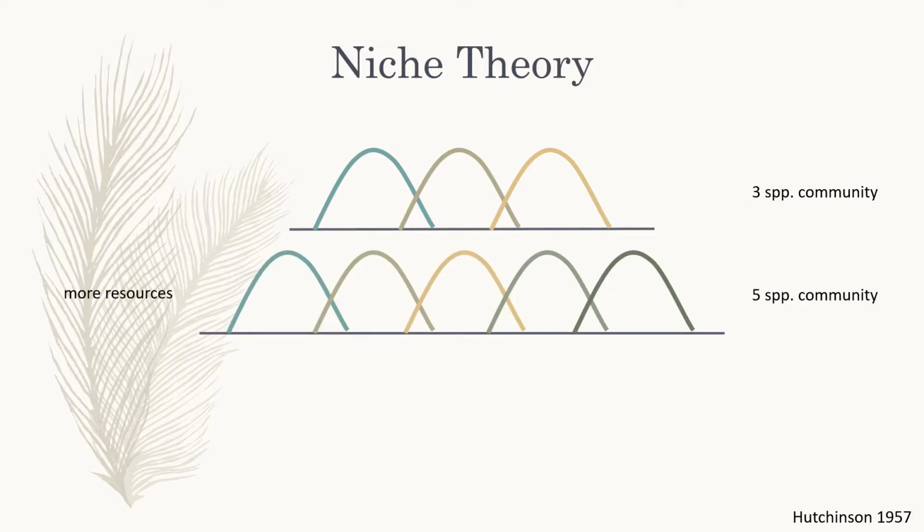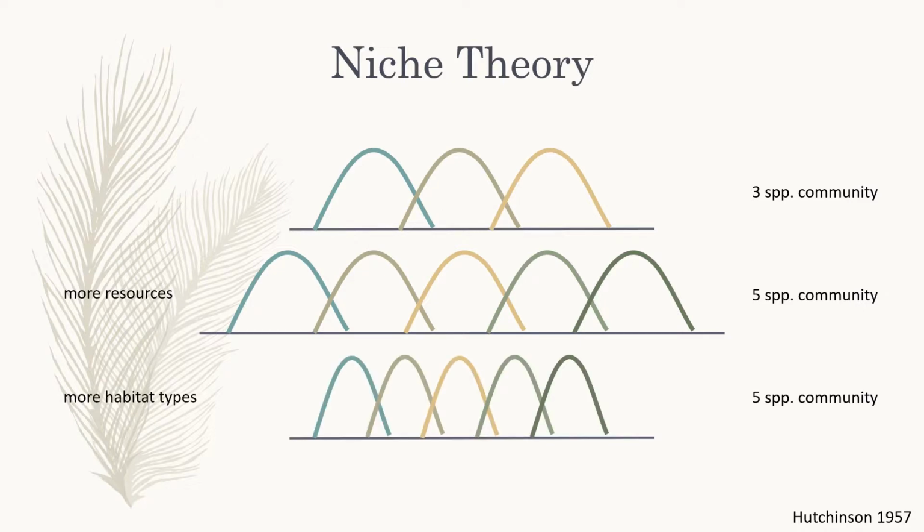When you increase the resources available to a community, oftentimes you find that more species can occupy that community. So as you can see here, our 3-species community increased to a 5-species community with that addition of resources and that increase in that brown line.